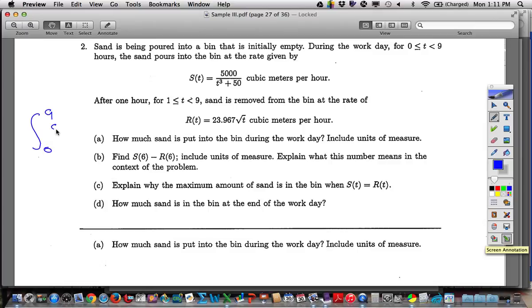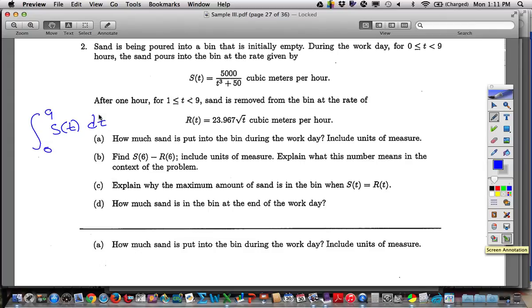And on the actual AP test, this would be fine for your work, and then just put your answer down, because this is cubic meters per hour, so the integral would be cubic meters. Another way to think about it is the dt is like hours, so cubic meters per hour times hours is cubic meters, and that's the sand going in. It doesn't matter what there was to start with, because it's only asking how much sand is put in. They're not saying how much is in the bin, right?